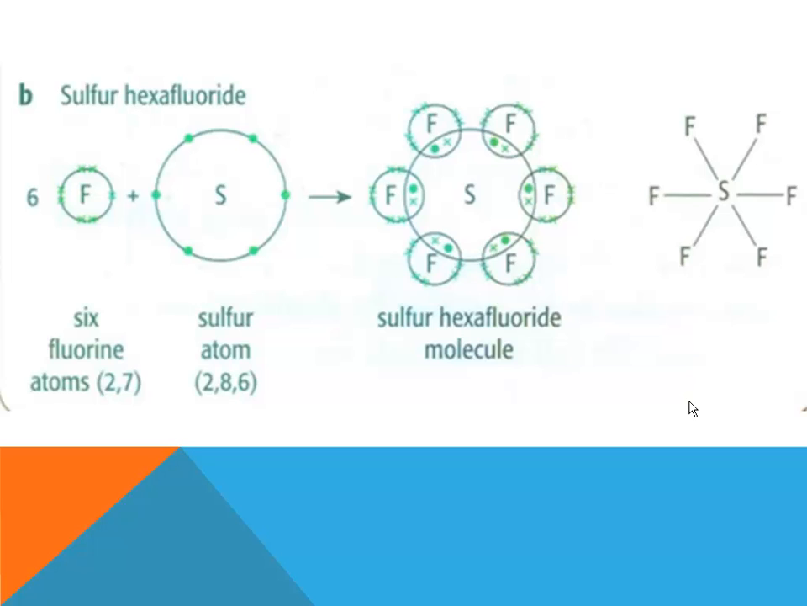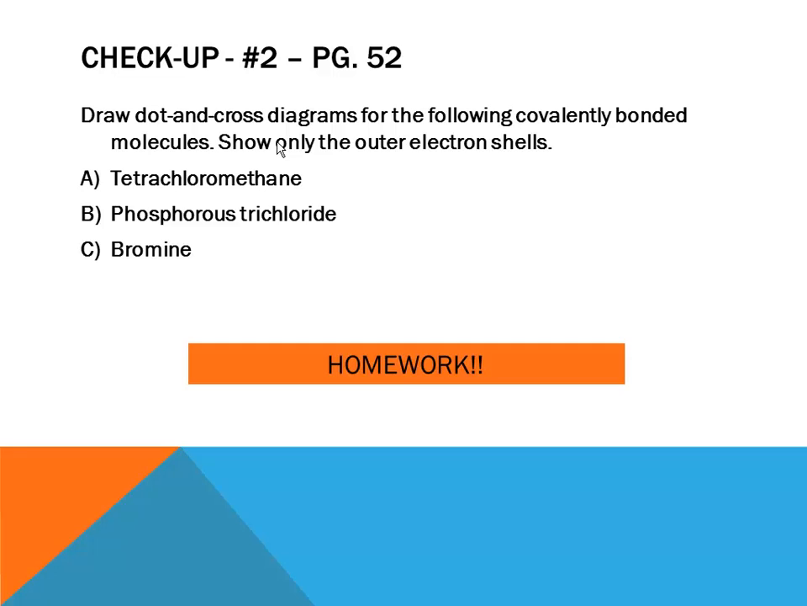Sulfur has 6 outer electrons. The exception for sulfur is that you can have 6 bonding sites. Fluorine has 7 outer electrons, so it only needs 1 to make a bond. So each sulfur electron will form a bond with fluorine, making sulfur hexafluoride.